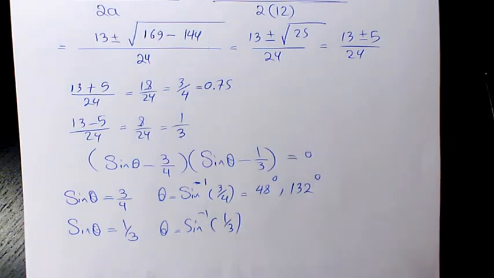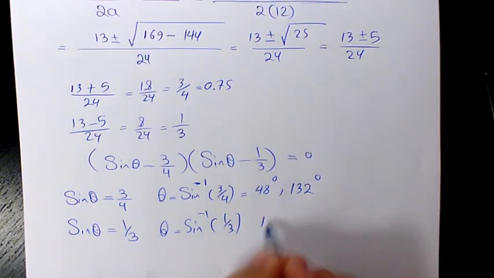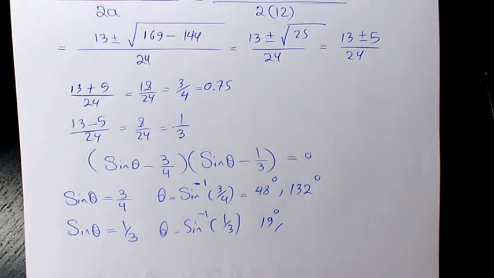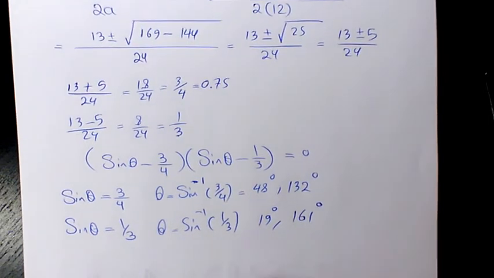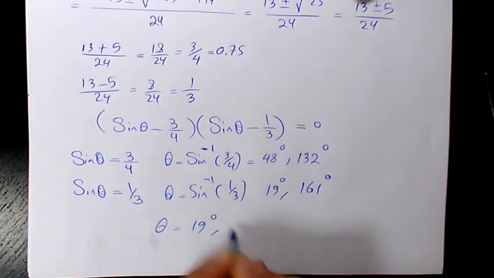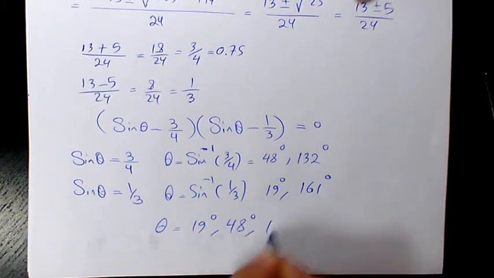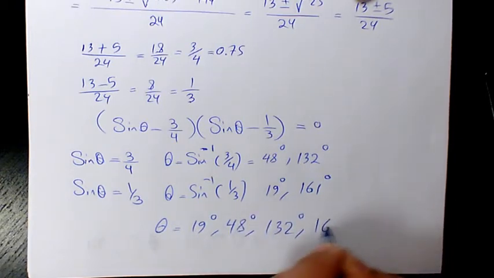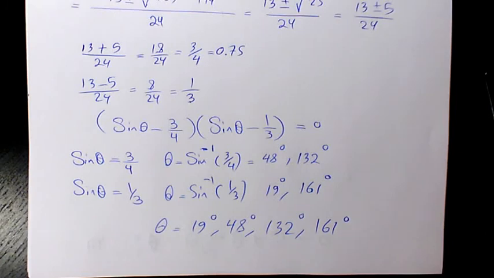This one is arc sine of 1 over 3. That's going to give me 19 degrees, or 180 minus 19, which is going to be 161 degrees. So these are going to be the answers. We have theta equals 19, 48, 132, and 161 degrees. So it's going to be these 4 answers.